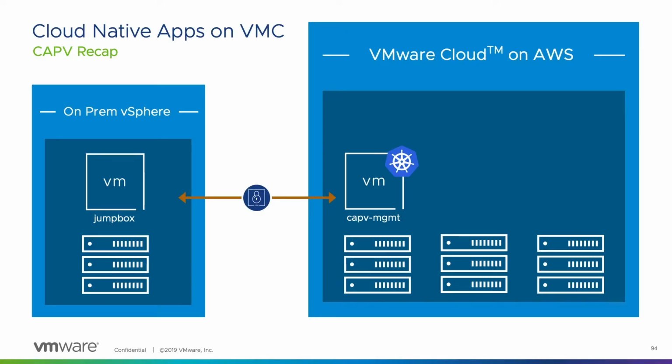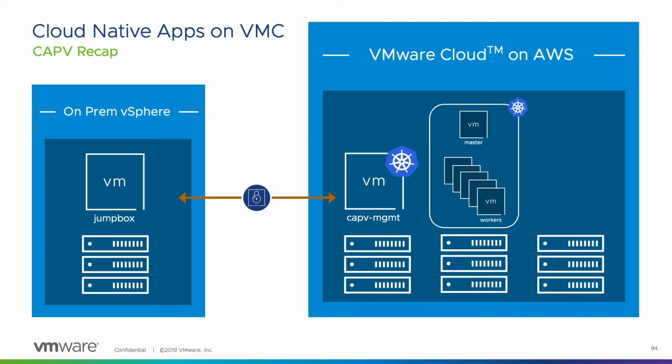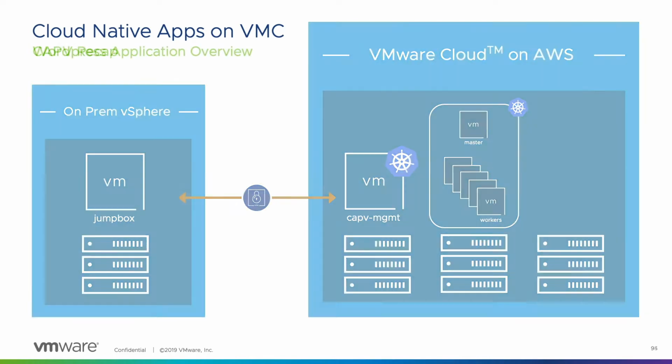Before we get started, a quick recap on what we've accomplished so far. In our last two-part session on Cluster API for vSphere, we used our management cluster to create our workload cluster with a single control plane master node and 5 worker nodes in our VMC environment. So currently we have a working workload cluster in VMC, and now we're ready to deploy our applications.